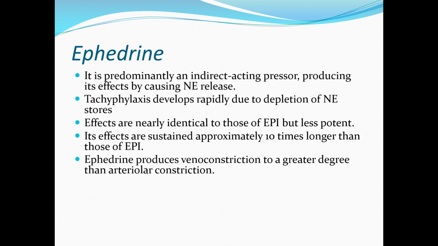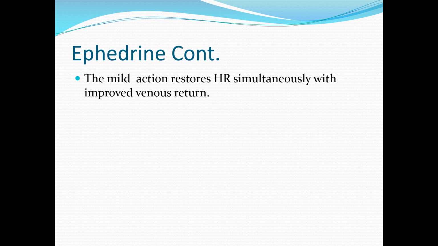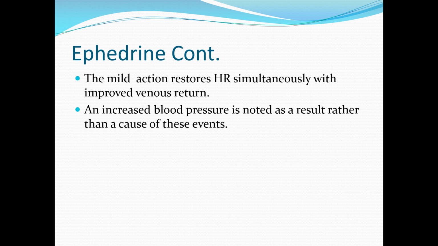It produces venoconstriction to a greater degree than arterioconstriction. This has become a theme. And it causes distribution of blood centrally, improves venous return and cardiac output, and restores uterine perfusion. The mild action restores heart rate simultaneously with improved venous return. But an increased blood pressure is noted as a result rather than a cause of these events.